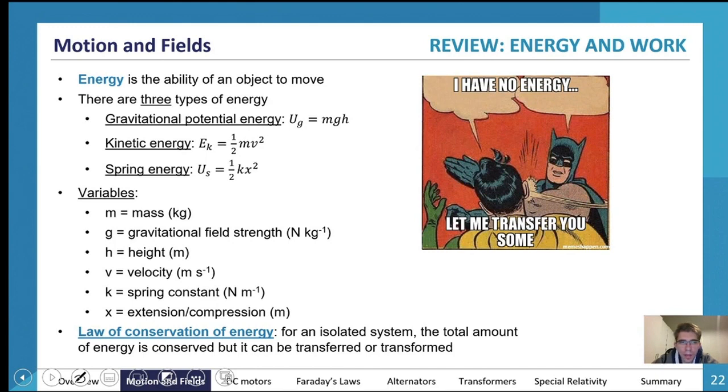where m is the mass in kilograms, g is the gravitational field strength in newtons per kilogram, h stands for height in meters, and v stands for the velocity in meters per second, whereas k is the spring constant and x is the extension and compression. According to the law of conservation of energy, for an isolated system, the total amount of energy is conserved, but it can be transferred or transformed.